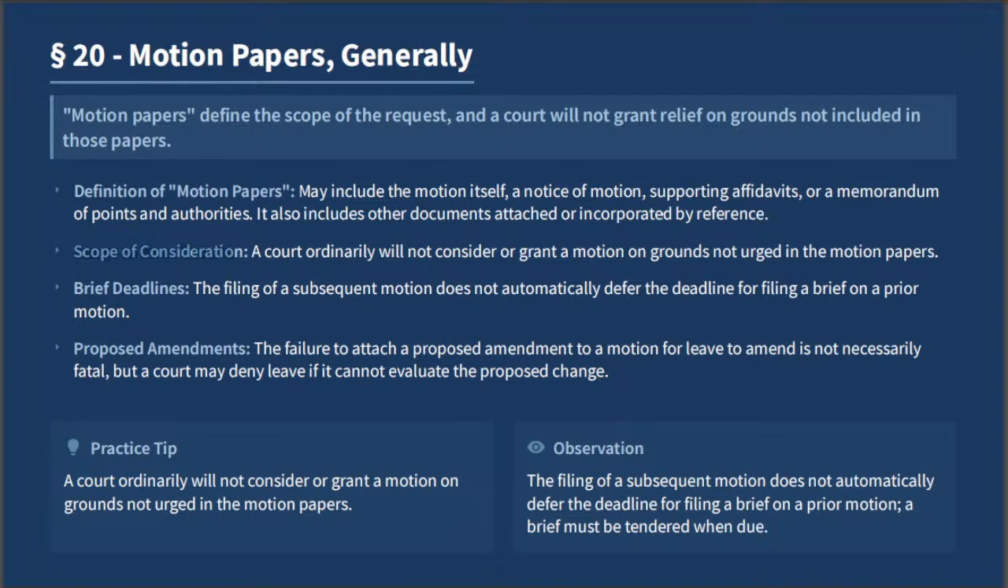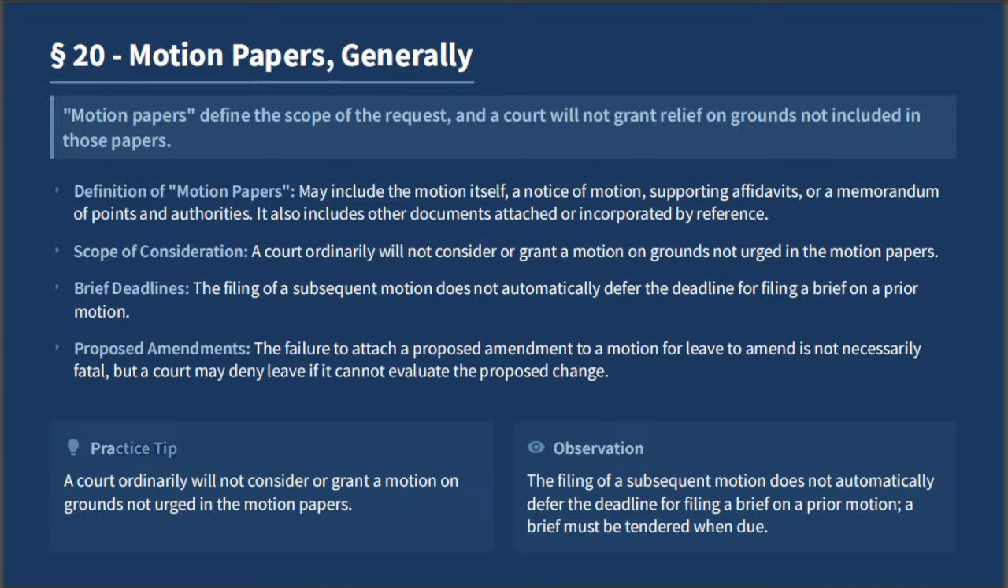Scope of consideration. Court ordinarily will not consider or grant a motion on grounds not urged in the motion papers. So the particularity, the brief deadlines. The filing of a subsequent motion does not automatically defer the deadline for filing a brief on a prior motion. So deadlines don't change by filing subsequent motions. Proposed amendments. The failure to attach a proposed amendment to a motion for leave to amend is not necessarily fatal, but a court may deny leave if it cannot evaluate the proposed change.